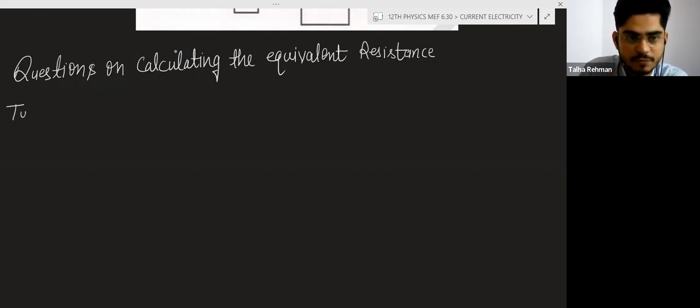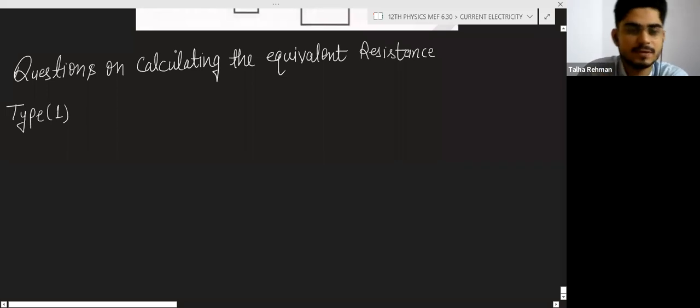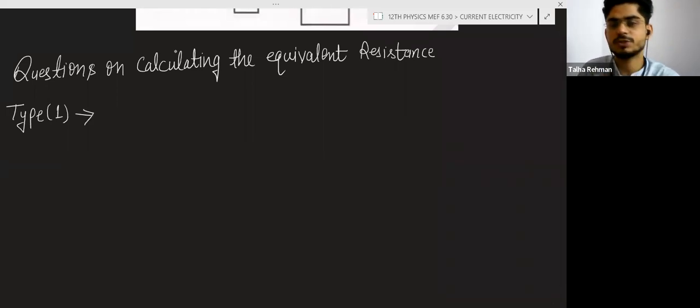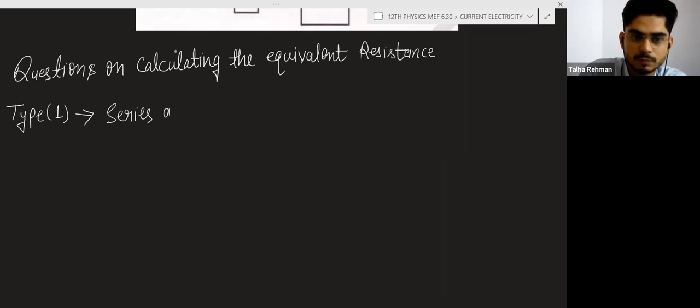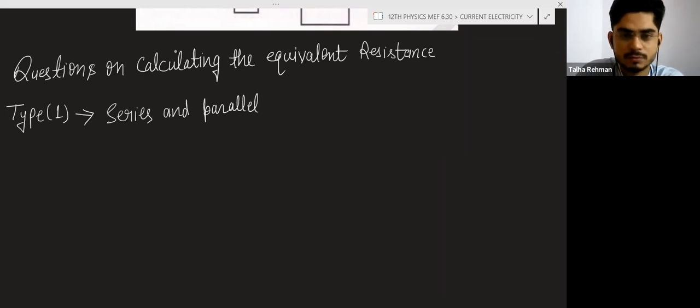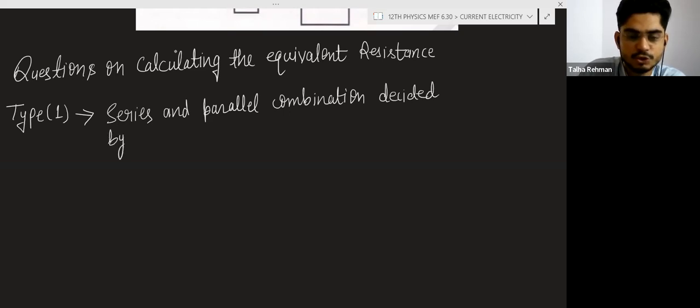So here, type 1. In the type 1 questions you will decide the series and parallel combination with the help of the geometry of the network. Series and parallel combination decided by geometry.